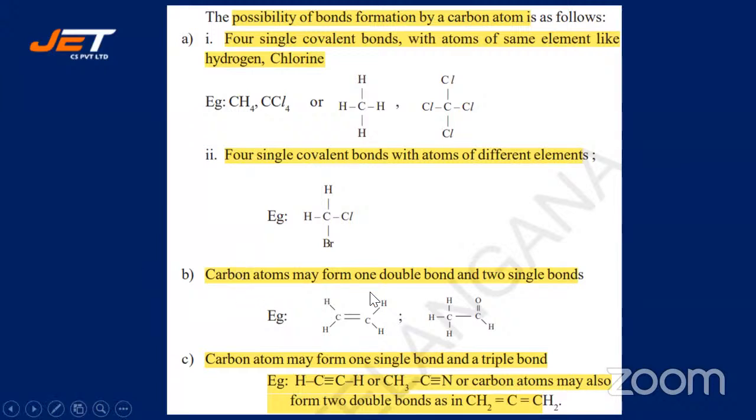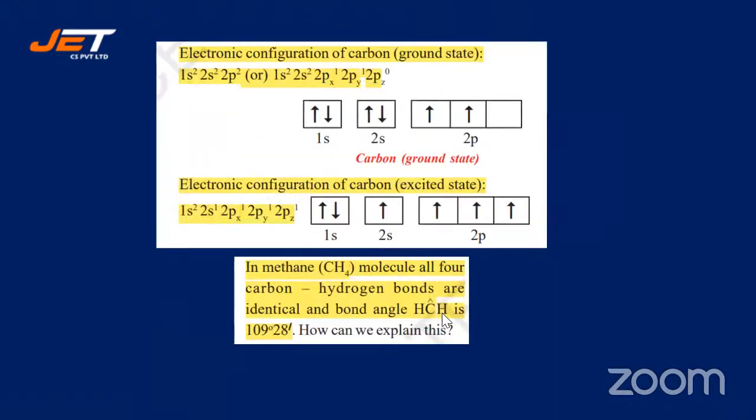Carbon atoms may form 1 double bond and 2 single bonds. Here you can see between carbon and carbon there is a double bond and between carbon and hydrogen there is a single bond. A carbon atom may also form 1 single bond and a triple bond. Please underline in the textbook so that it can be a quick revision for you. Keep a textbook with you.